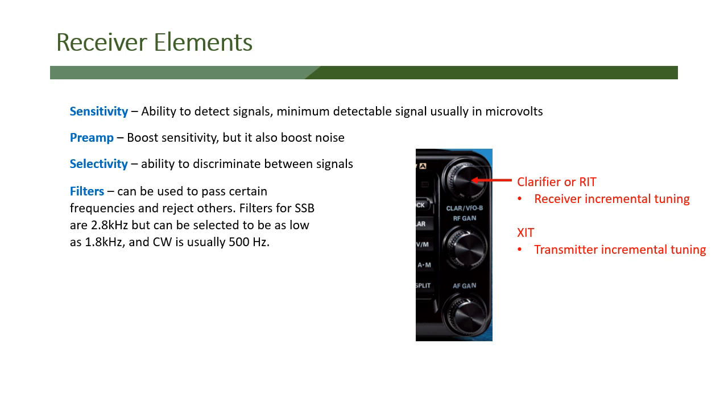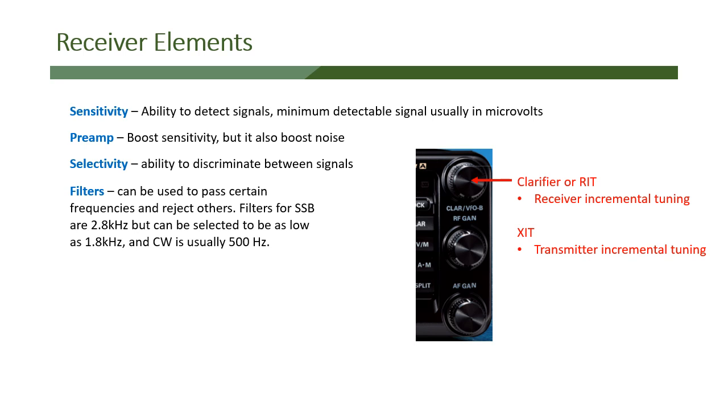On the receiver elements, we have a couple of key things to keep in mind. We have sensitivity, which is the ability to detect signals, also referred to as the minimal detectable signal, and it's usually measured in microvolts. Sensitivity is basically saying how weak a signal can I actually amplify and extract the information from and make known. The preamp is an amplifier that can boost the sensitivity, allowing you to amplify a weak signal that's barely heard and may not even be hearable, and boost it up enough that we can now process it. However, remember, when we boost a signal, we also boost the noise.